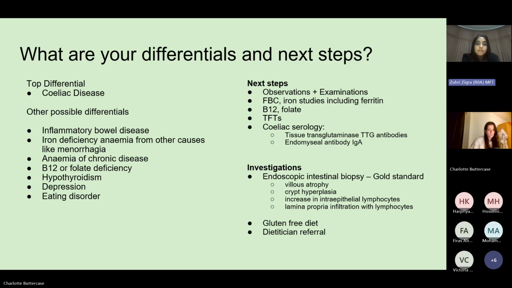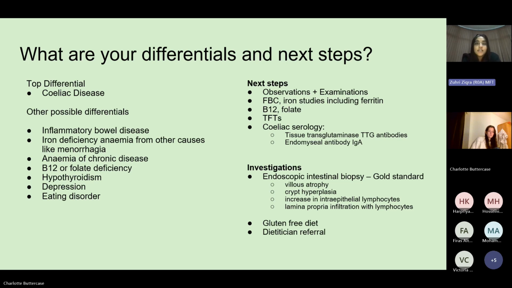Good, everyone's getting similar things. So celiac disease, IBD, IBS, people have put, they've mentioned they've got anemia. Could be anemia from things like, it was a woman, wasn't it? So very heavy, painful periods. Anemia of chronic disease, B12, hypothyroid. You could have explored a quick mental health history as well. Perfect. Next step, TTG, endoscopy, biopsy.